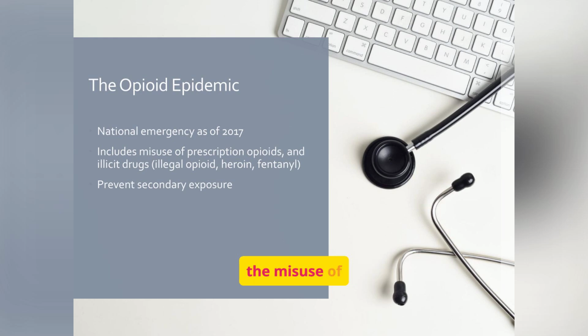The opioid epidemic is a national emergency. It involves the misuse of prescription opioids and illicit drugs like heroin and fentanyl. Prevent secondary exposure and promote responsible opioid use.